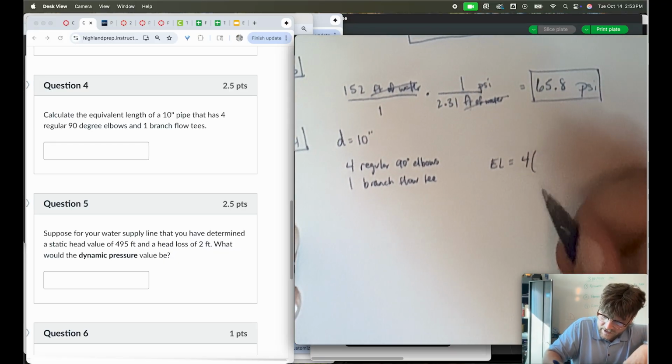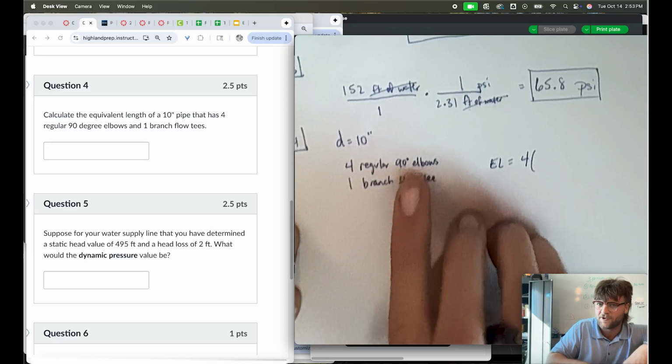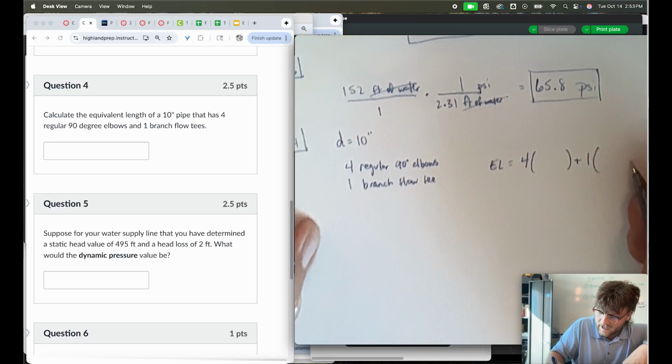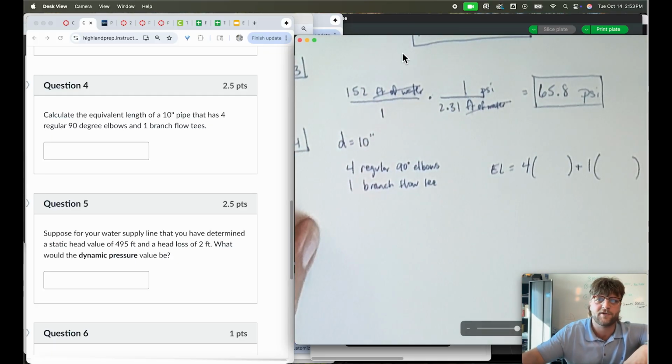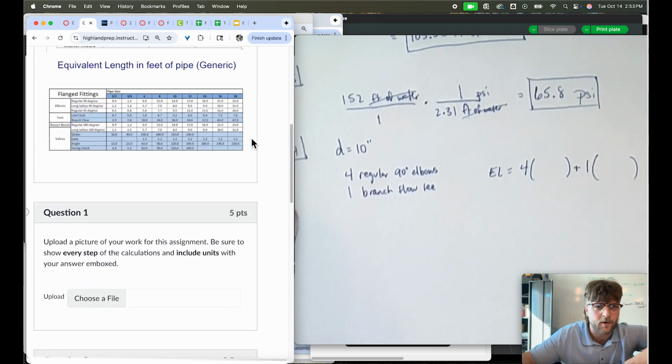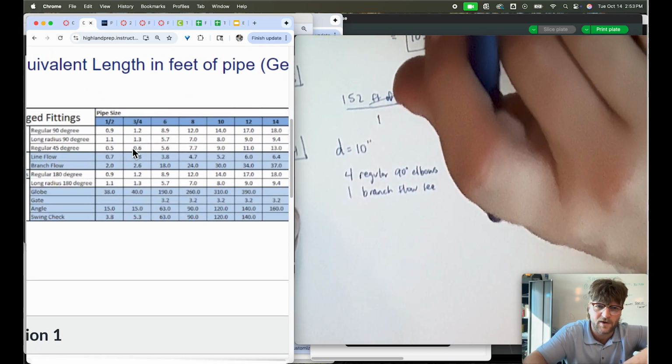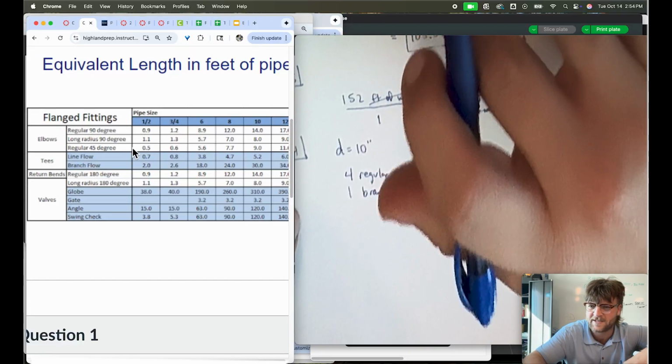This is going to be 4 times whatever value we get for those regular 90-degree elbows for the 10-inch diameter pipe, so I'm going to put that in parentheses. And then we're also going to do 1 times whatever this value is for the branch flow T. So if we pop up here for question number 4, we can see on here the flange fittings, and this is directly from our equation sheet as well.